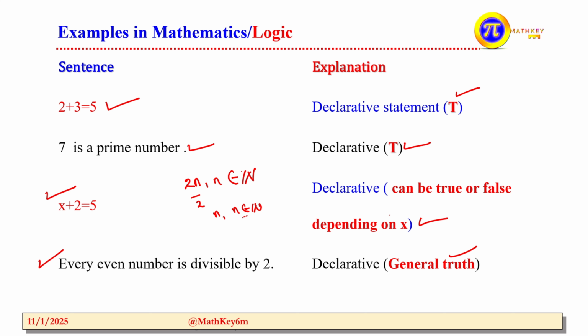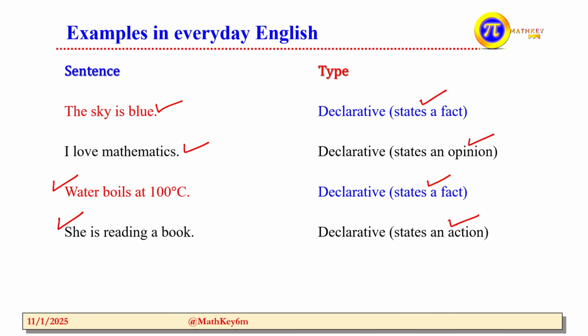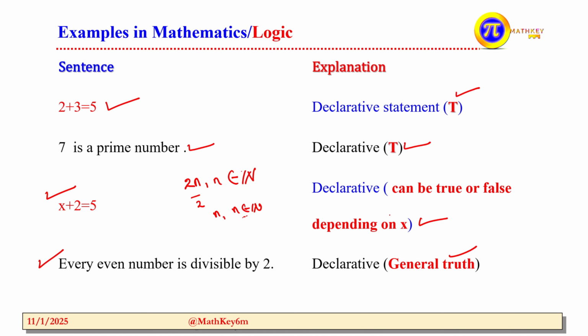So in mathematics, the statement can be true or false. They may indicate a general truth or some mathematical logic. We say of our statement whether it is true or false. I think the difference is visible: you see the difference between a declarative sentence or statement in English as well as in mathematics or logic.